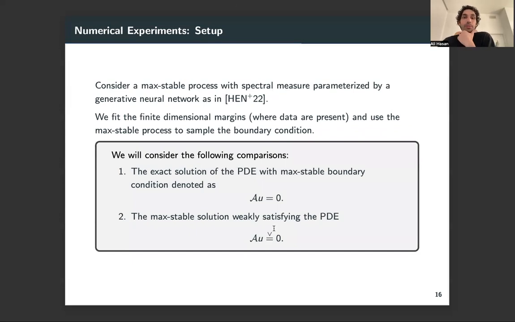Now we get to our numerical experiments, and what we're interested in doing is comparing the difference between the exact solution with the max stable condition, which is given right here, and the max stable solution, weakly satisfying the PDE, which we define using this operator right here. So what we do is we take some data and we fit the finite dimensional margins using the method that we described previously, the Dmax decreasing neural networks, and specifically the generative version of that. And then we compute these solutions of the PDE using the basic Feynman-Kac method.